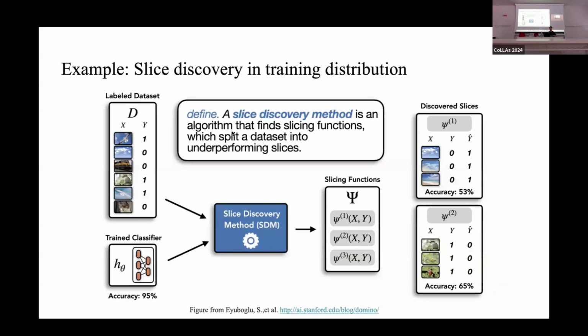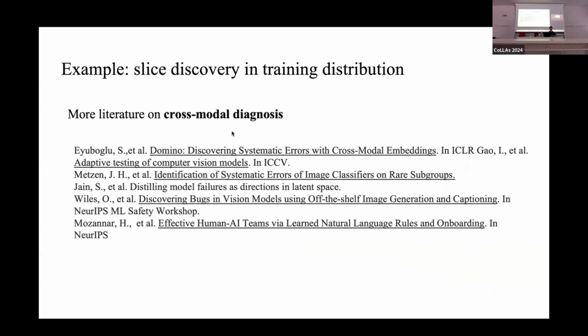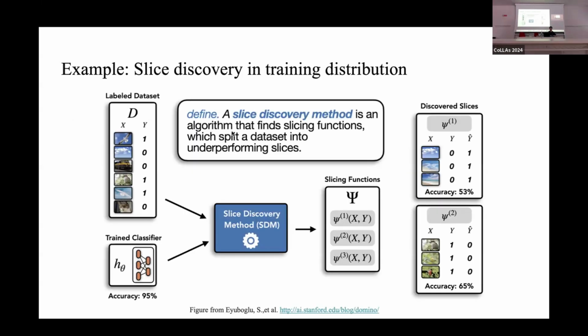And actually, slice discovery is a line of research and is defined as an algorithm that finds slicing functions which split a dataset into some underperforming slices. And there is much literature on this line of research, and we will not introduce too much here. You can just remember that the key idea is to learn some kind of slicing functions to split the whole dataset into some underperforming groups.